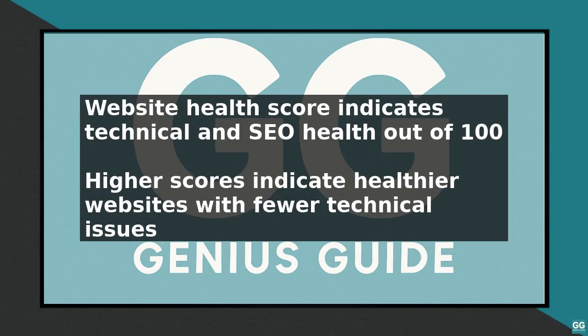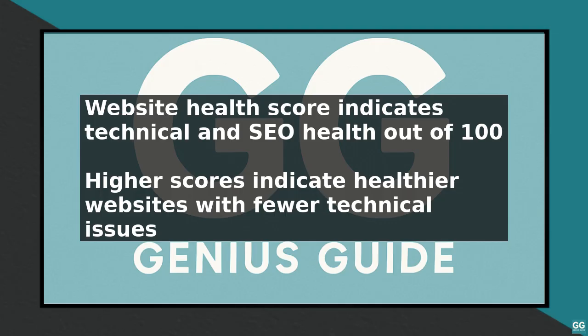One of the key concepts in Semrush Site Audit is the Website Health Score, which is a score out of 100 that indicates the website's overall technical and SEO health. A higher score indicates a healthier website, while a lower score indicates that there are issues that need to be fixed. To improve the website health score, users can follow the recommendations provided in the Site Audit report.